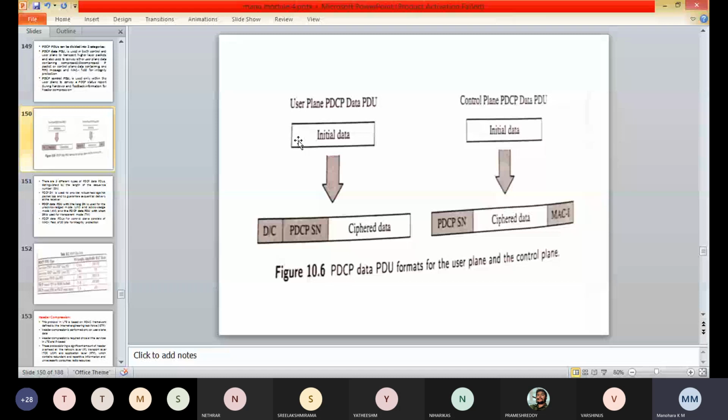So this is required because the PDCP data PDU can carry both the user plane and the control plane data. So the PDCP data PDU for the control plane comprises a MAC-I field for 32 bits integrity protection.